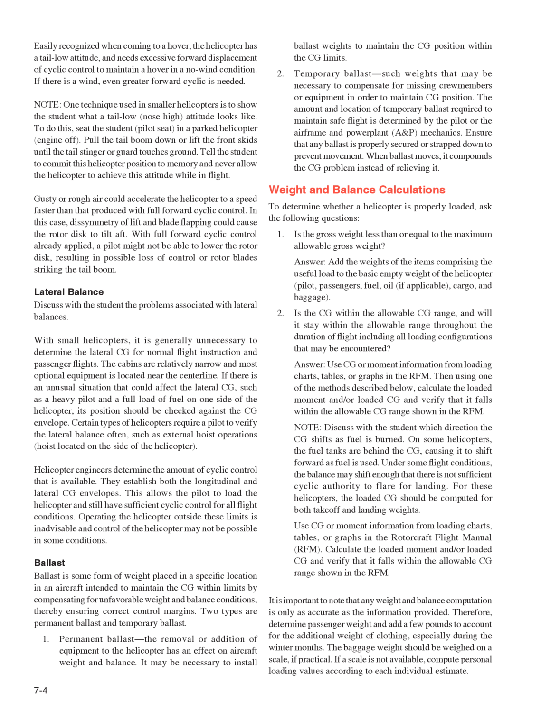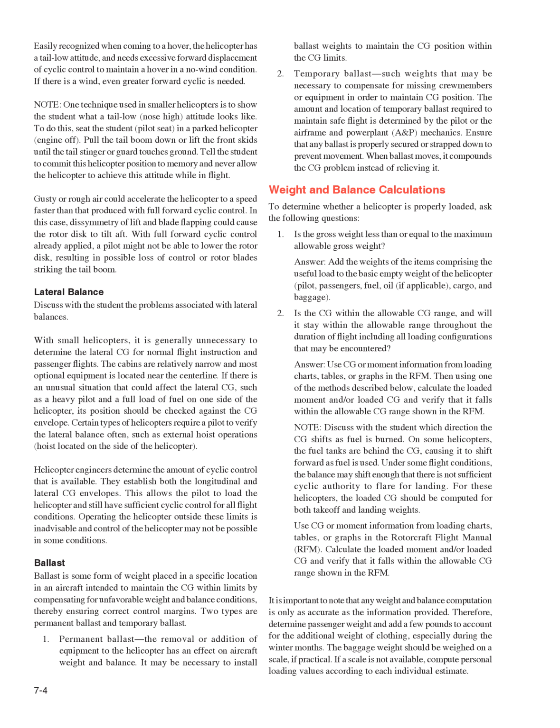Gusty or rough air could accelerate the helicopter to a speed faster than that produced with full forward cyclic control. In this case, dissymmetry of lift and blade flapping could cause the rotor disc to tilt aft. With full forward cyclic control already applied, a pilot might not be able to lower the rotor disc, resulting in possible loss of control or rotor blades striking the tail boom.